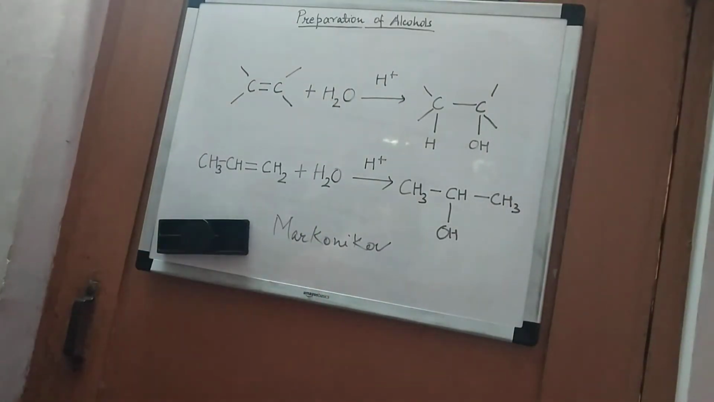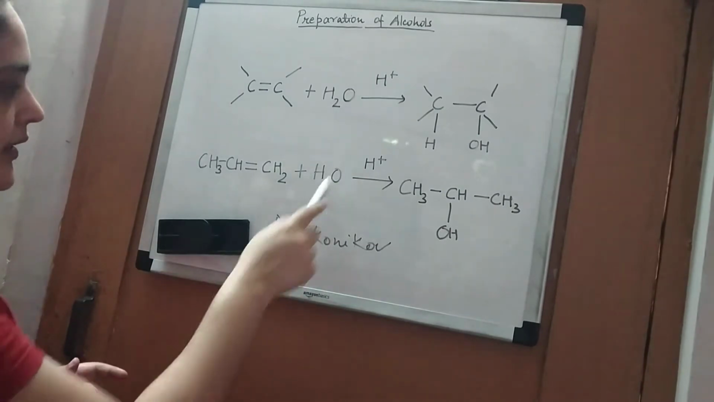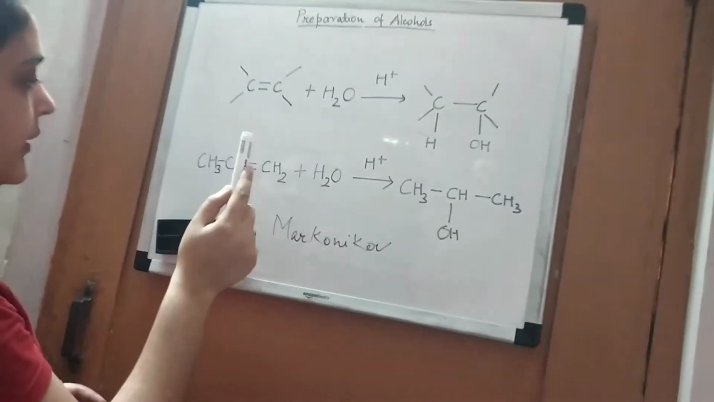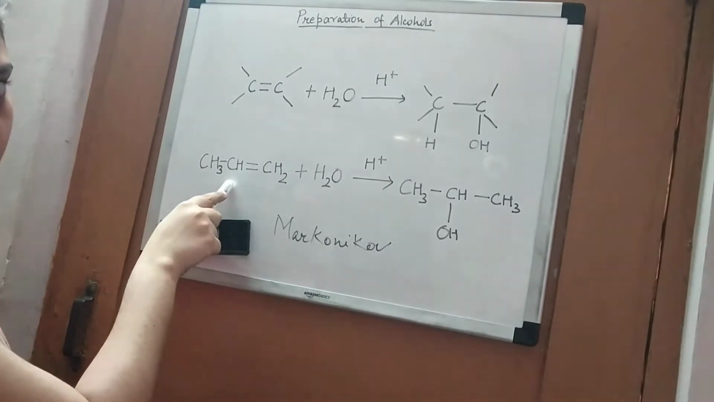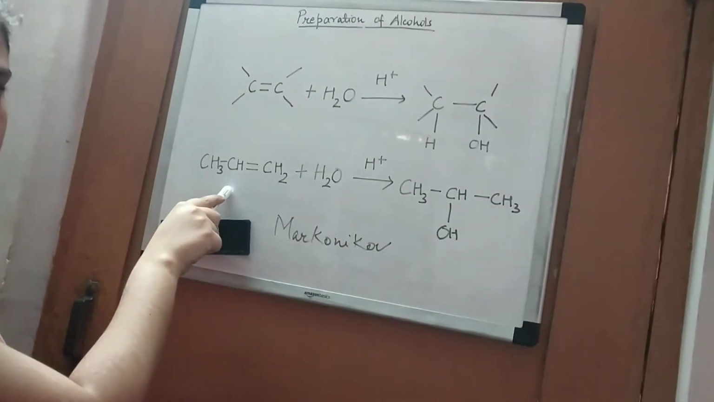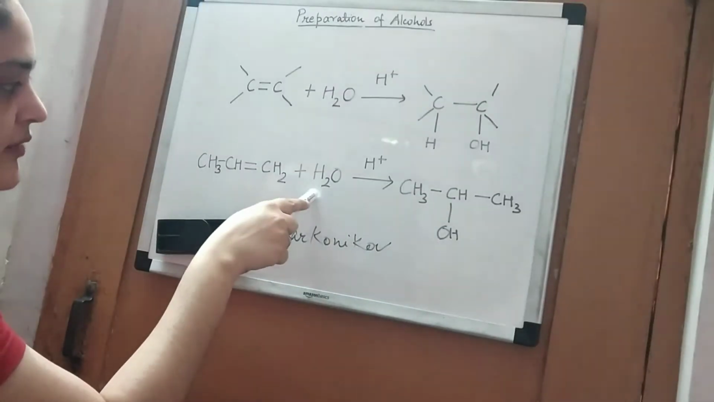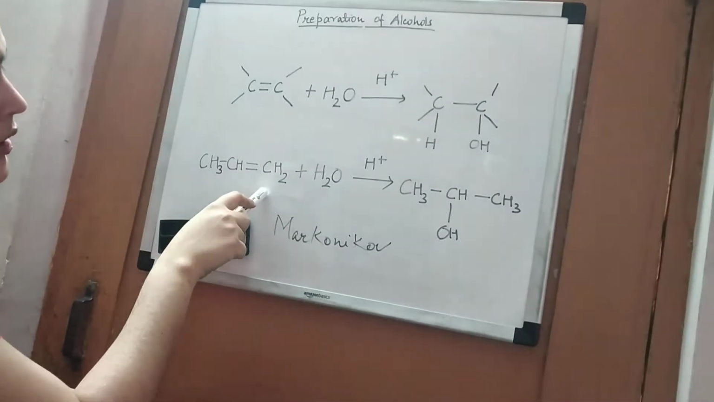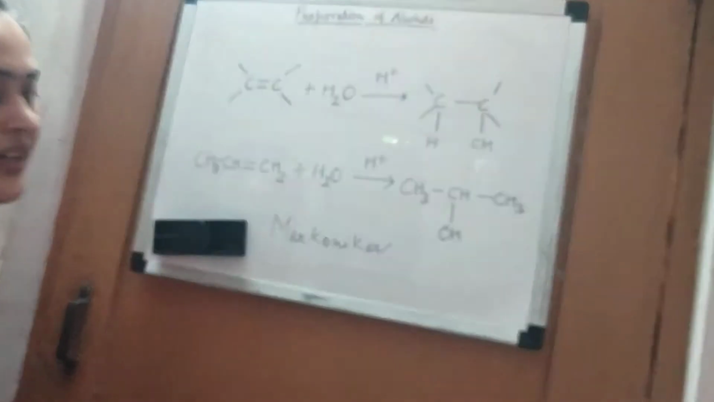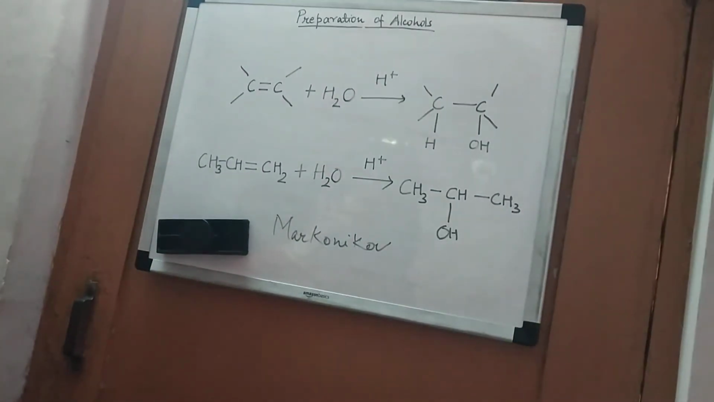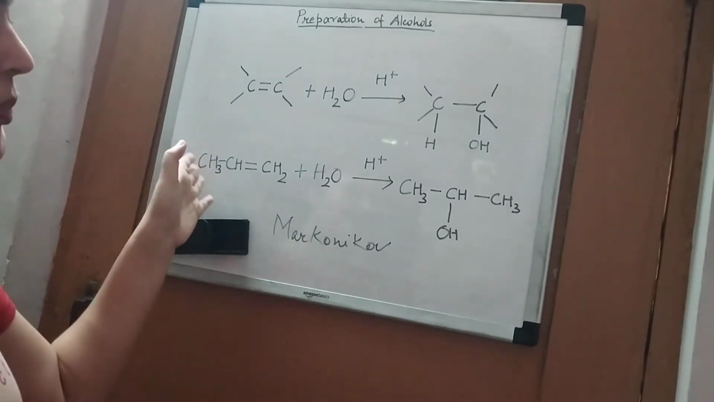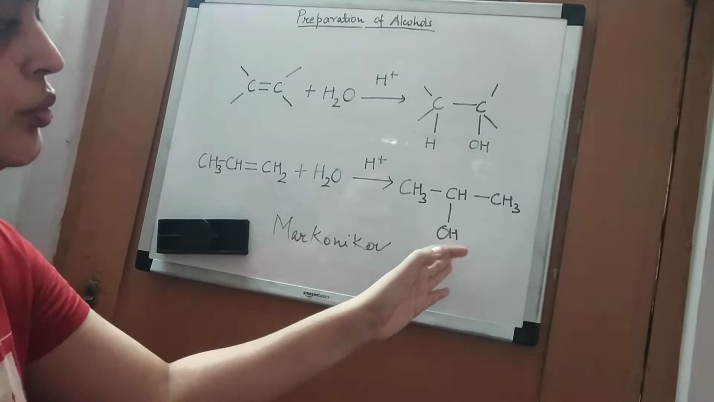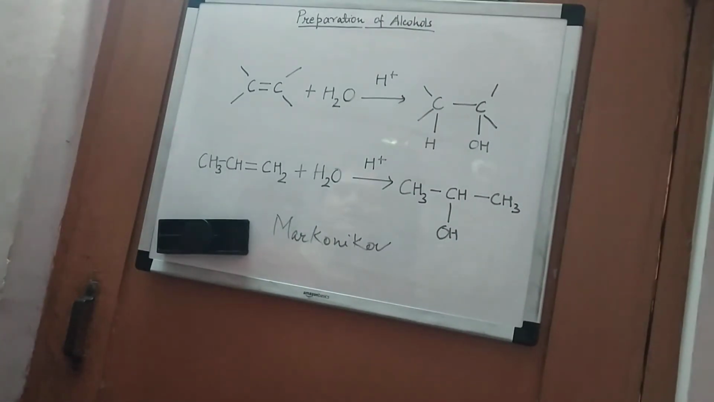According to the Markovnikov rule, what happens? The negative part of the reactant attacks that carbon of the double bond which has fewer hydrogen atoms, and the positive part, that is the H plus part, gets attached to the other carbon of the double bond which has more hydrogen atoms. So this was about the Markovnikov rule. So from propene, what do we get? Propan-2-ol. Okay, so this was the acid catalyzed hydration.